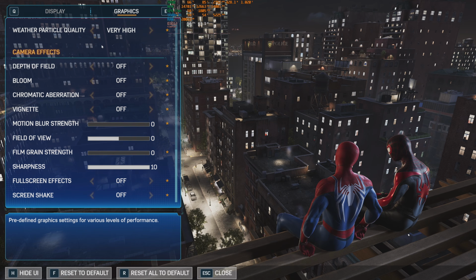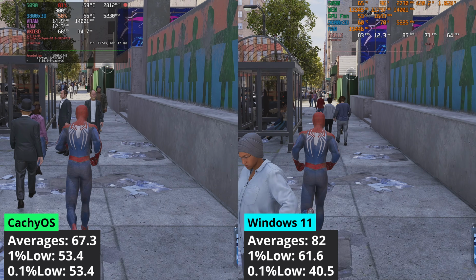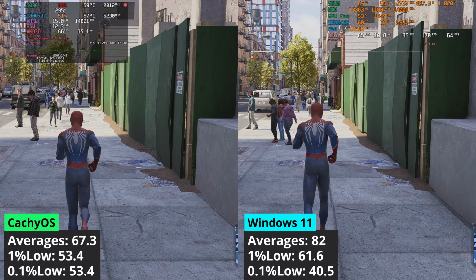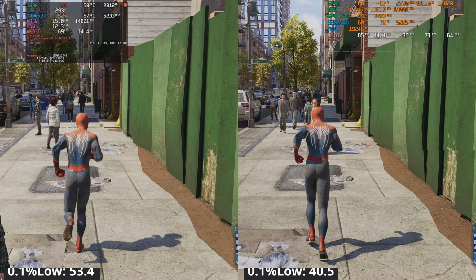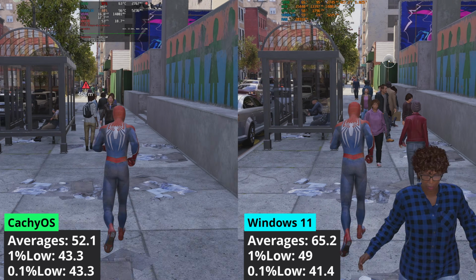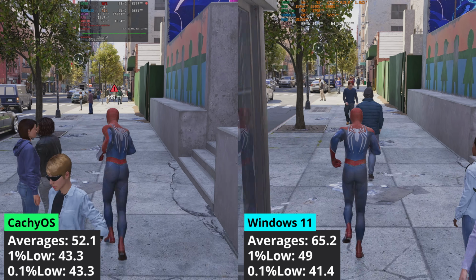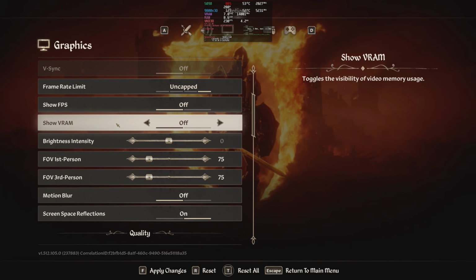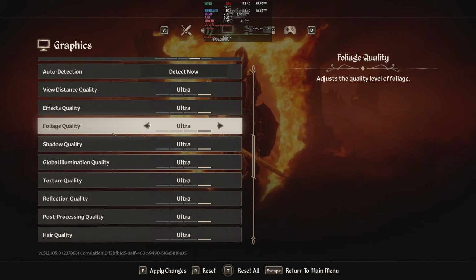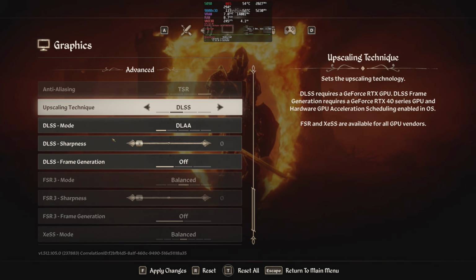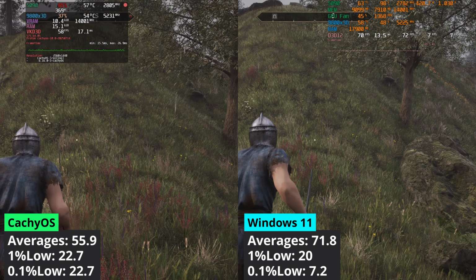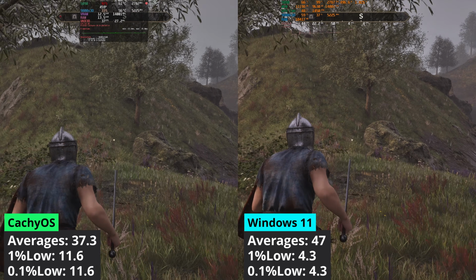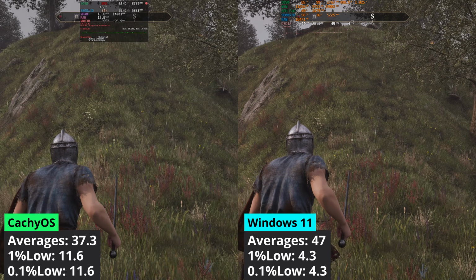In Spider-Man 2, for instance, at 1440p the performance gap is noticeable. That is because we have dips below 60 FPS, while in Windows the averages are above 80 FPS. Increasing the resolution to 4K sees Windows 11 averaging 65 FPS, while CachyOS sits at 52. In the Elder Scrolls 4 Oblivion Remaster, Windows delivers much better averages. Don't go by the 1% low values, as the shortcut key to start and stop the benchmark opens the menu, and this is why the values are low on both operating systems.